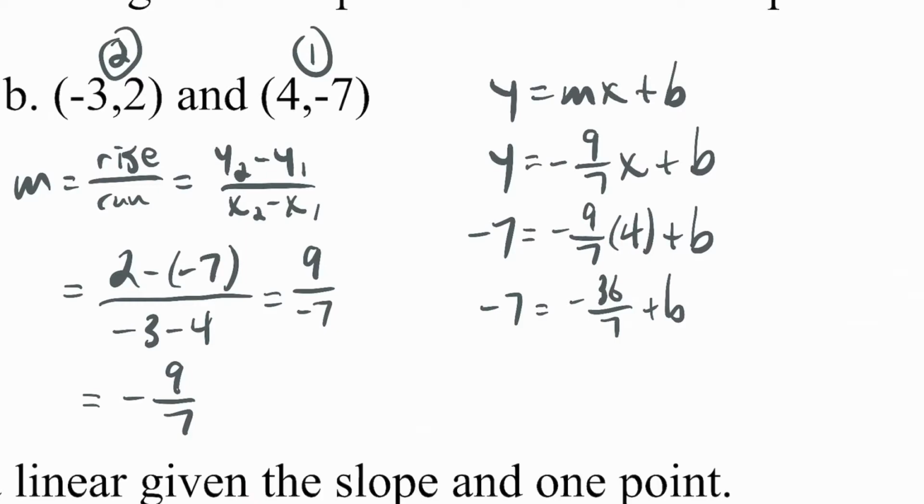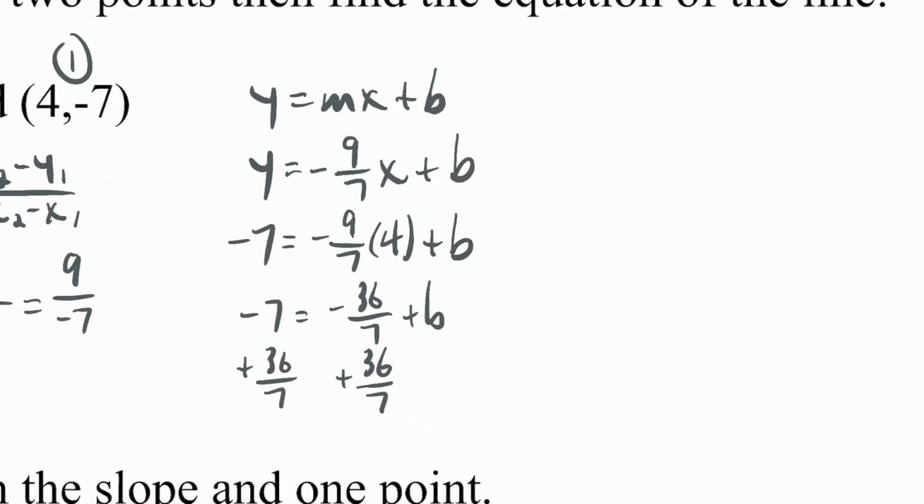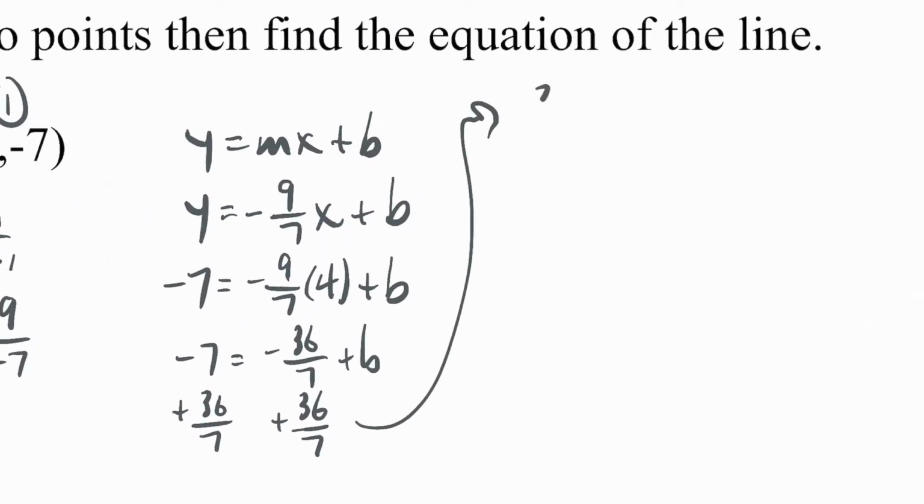in a previous video, I said I like to clear fractions when I'm solving an equation just because that makes things easier. In this case, I'm not going to do that because the variable does not have a fraction. I'm just going to add 36 over 7 to both sides. And I am running out of room a little bit, so I'm going to start a new column up here. So I'm going to have 36 over 7 minus 7 equals b.